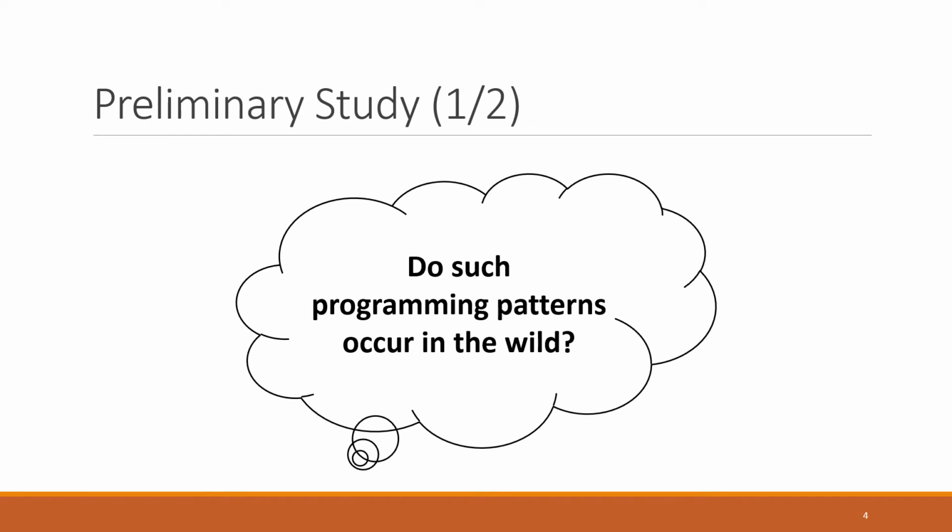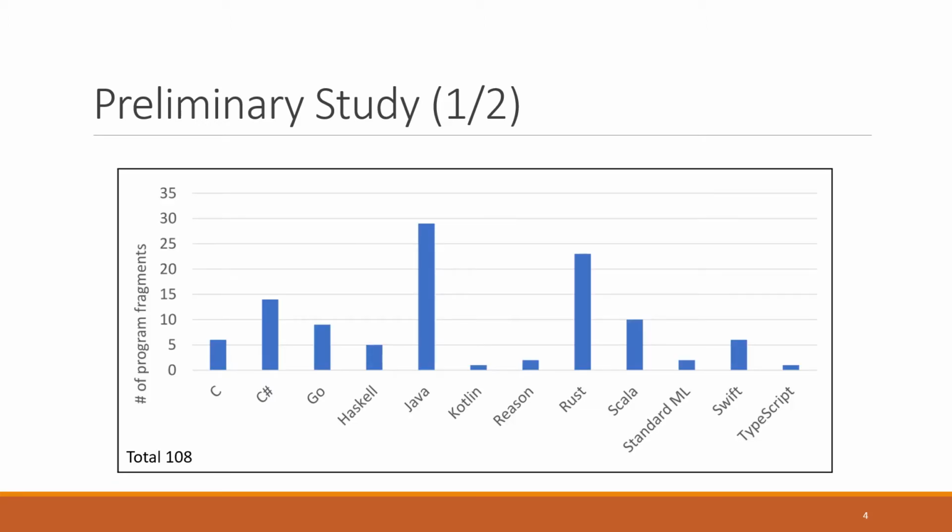So we can ask ourselves, do such programming patterns occur in the wild? That is where the nullity of one expression depends on the nullity of other related expressions, or if you will, the nonness or sumness of one expression depends on the nonness or sumness of other related expressions. So what we have done is we've conducted a preliminary study where we looked through GitHub code searching for code comments such as cannot both be null and similar types of documentation looking for these patterns. And what we found were, in this preliminary study, 108 programs that exhibit such programming patterns.